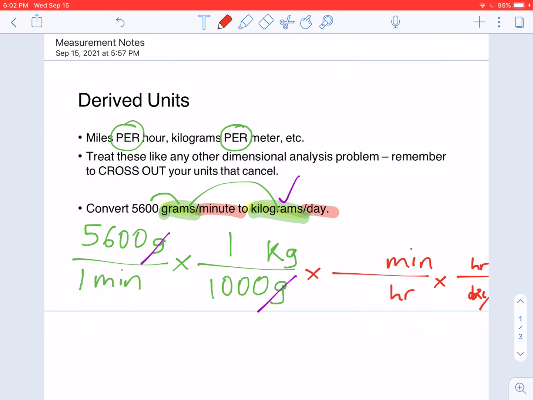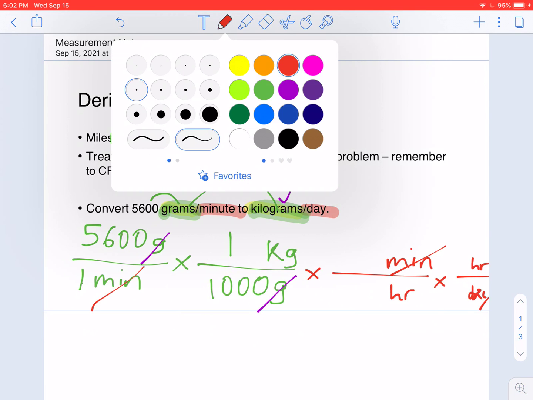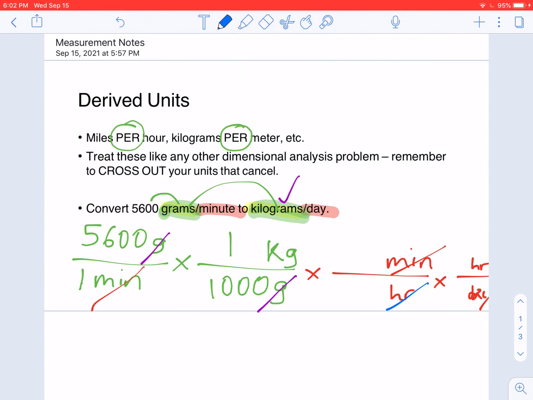When I do this, my minutes and my minutes cancel out. And then my hours and hours cancel out. So now you can see I'm left with kilograms per day, which is my goal, right? And I now have that unit that I want. So let me fill in my numbers here. These, thankfully, are common sense, right?